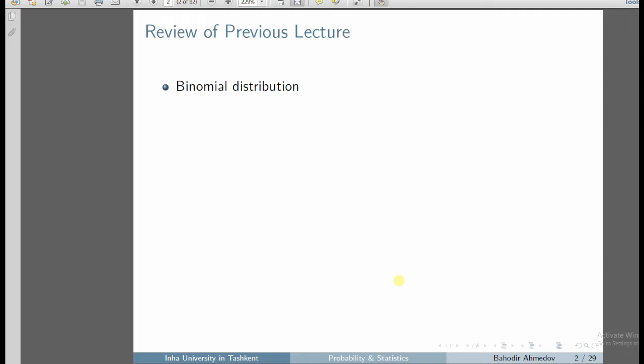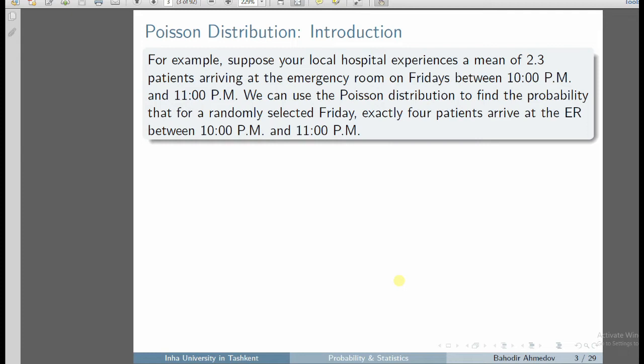So today we're going to talk about 3 more distributions. The first is called the Poisson distribution. Okay, so you need to write it as Poisson, but you have to read this as Poisson.